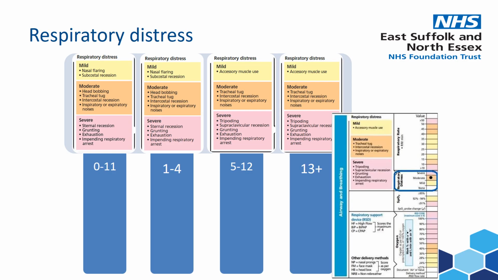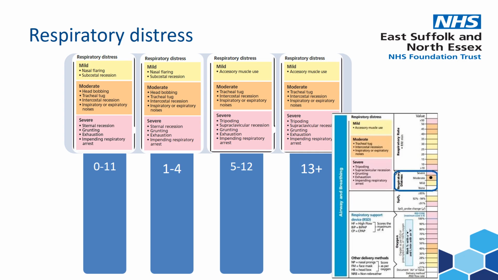Next, you'll be calculating their respiratory distress. Now, these respiratory distress parameters will be different depending on the age of the child. You can see on this slide here, I've set them out. So 0 to 11 months is on the left-hand side, up to 13 plus years on the right-hand side.